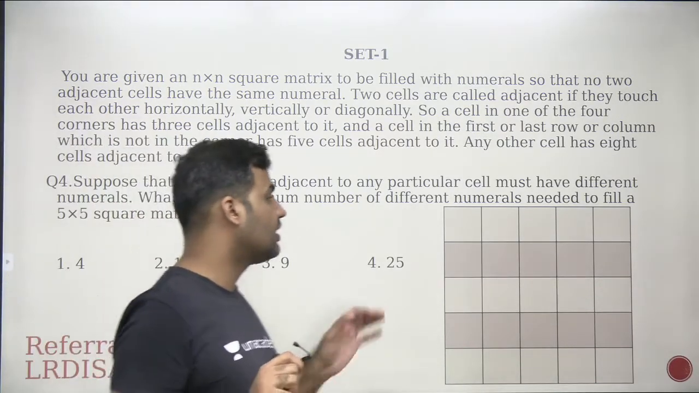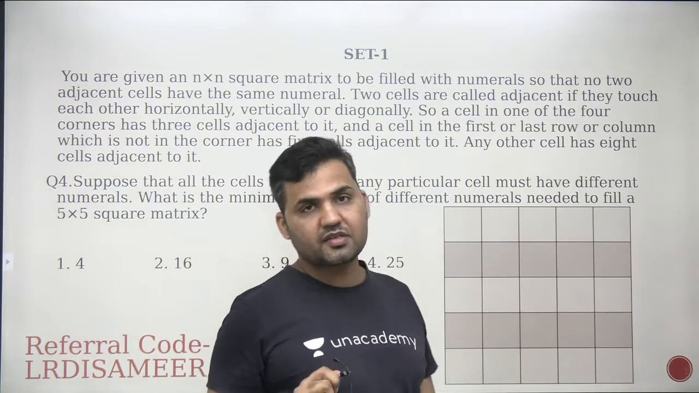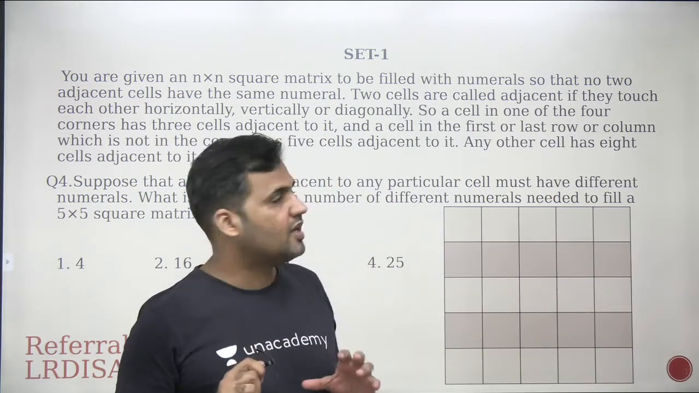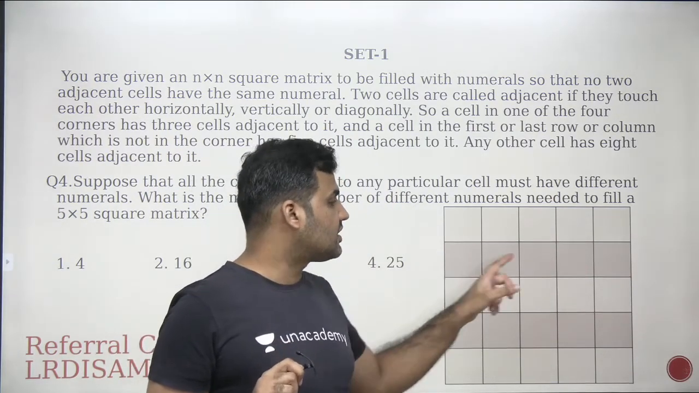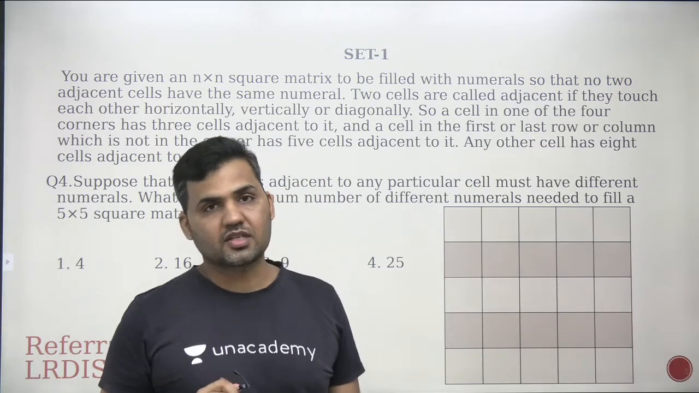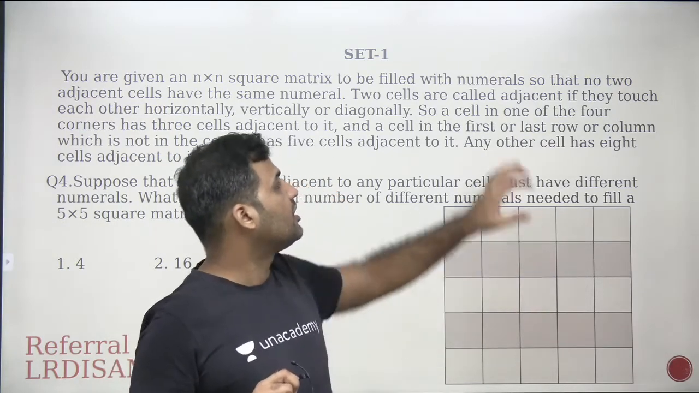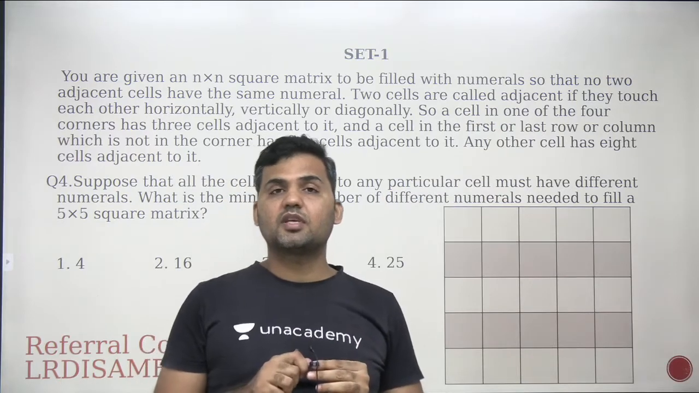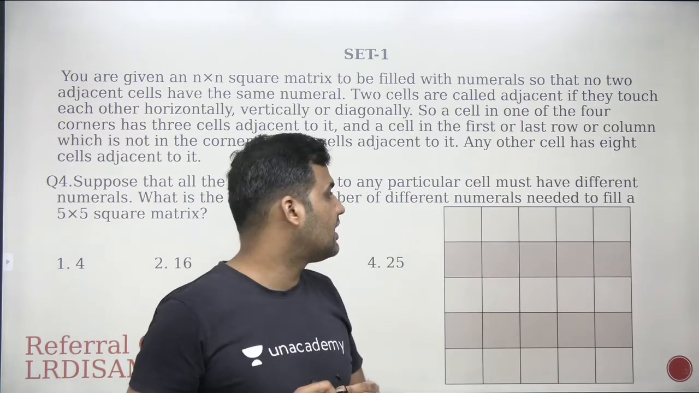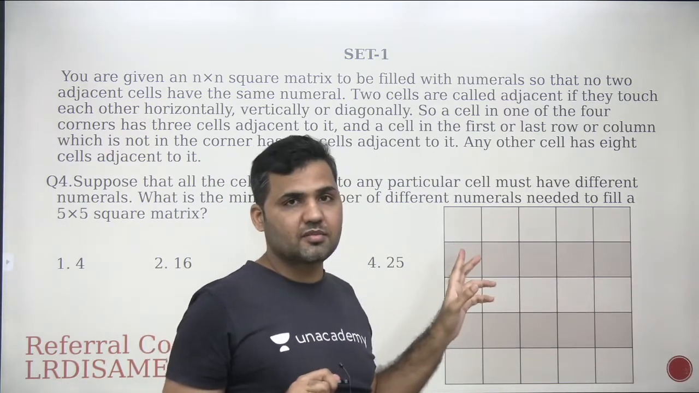The meaning of the question is that you have to fill a 5 into 5 square matrix, but the new condition mentioned over here is that the adjacent cells must not have the same number. What is the meaning of it? What was the previous condition? In the previous condition, no cell's adjacent cell could have the same number, right?